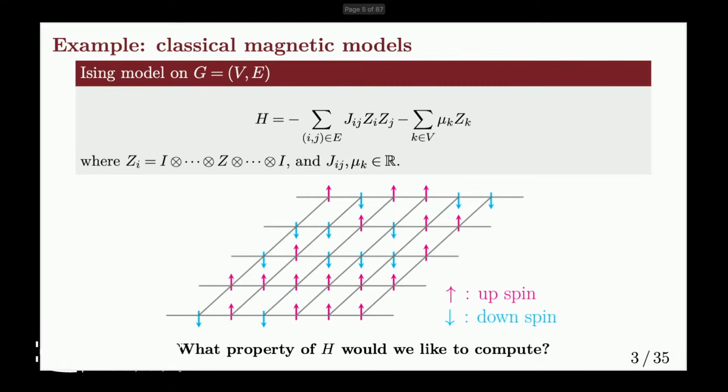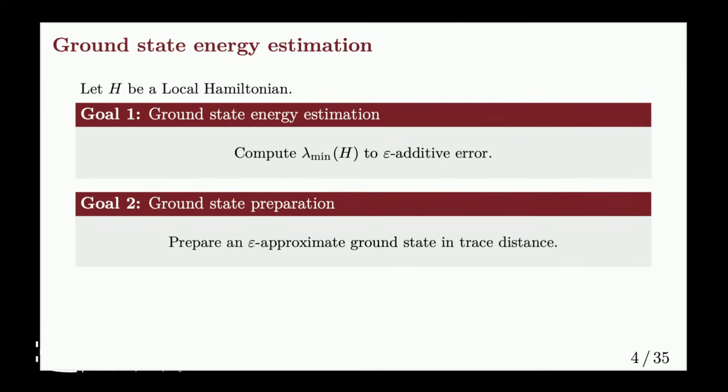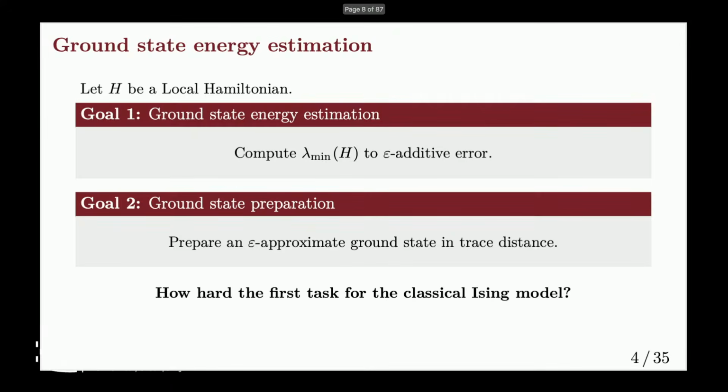Now we should think, like, what do we want to compute? Like I said, we're going to study the thermal properties. And the main question we're interested in is the ground energy. So that is just the minimum eigenvalue. You usually want to compute it to additive error epsilon. Okay. And then there's this second task we're interested in: when I have a quantum computer, now I want to prepare this ground state, actually. And you can see that if you can do goal 2, then you can do goal 1 by just measuring the energy.